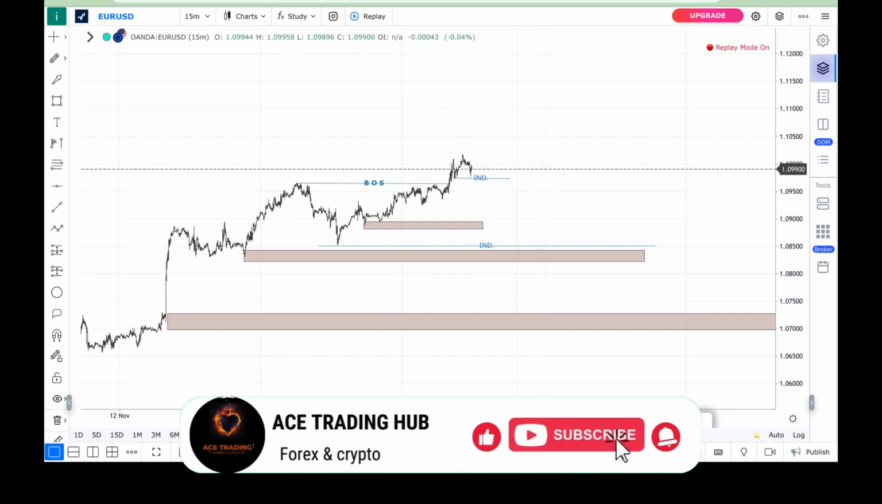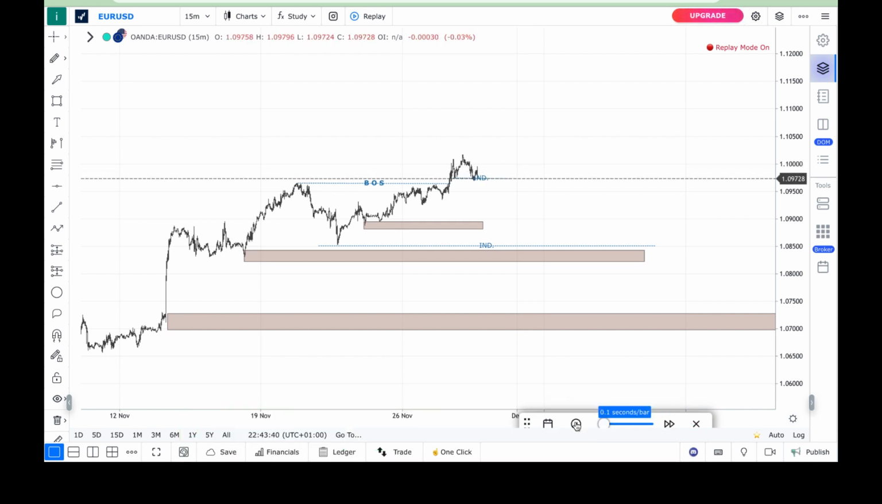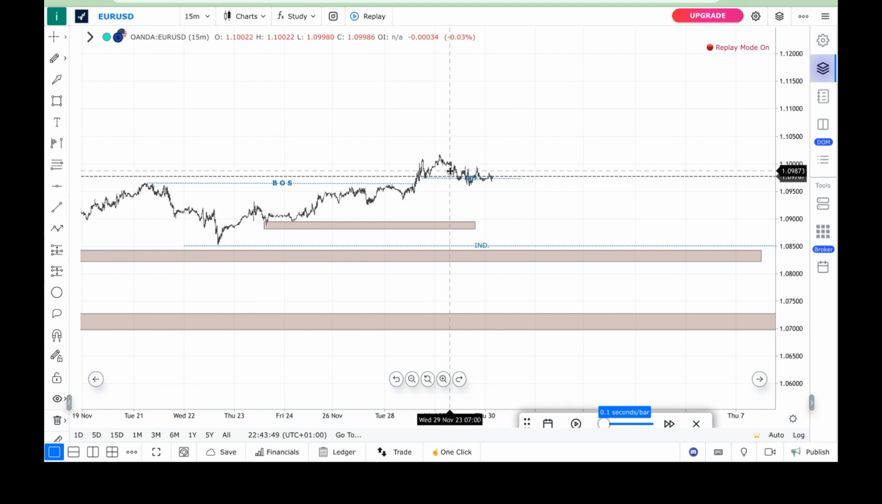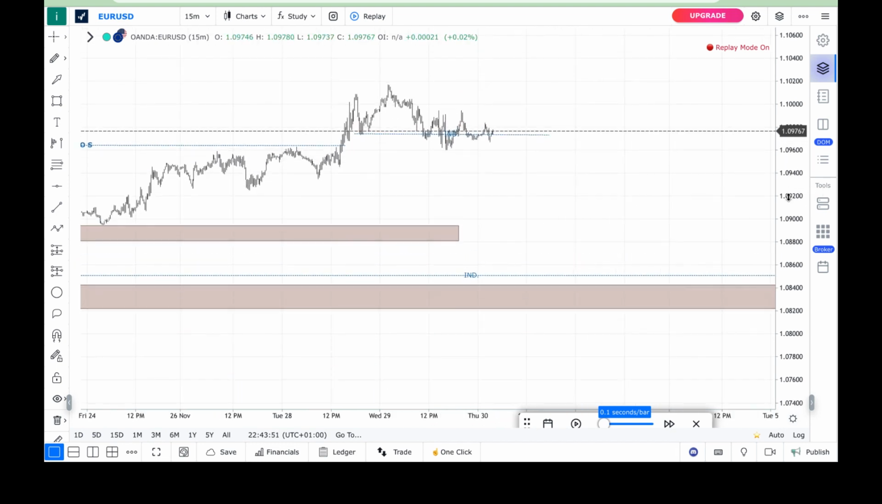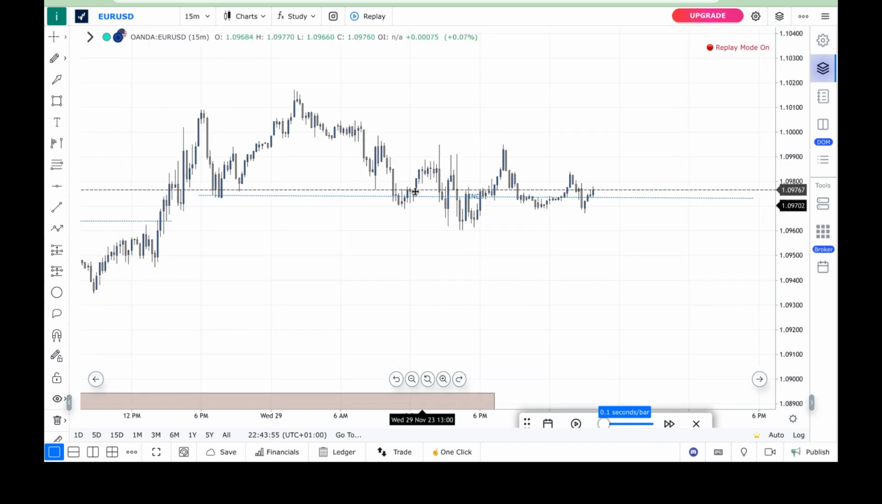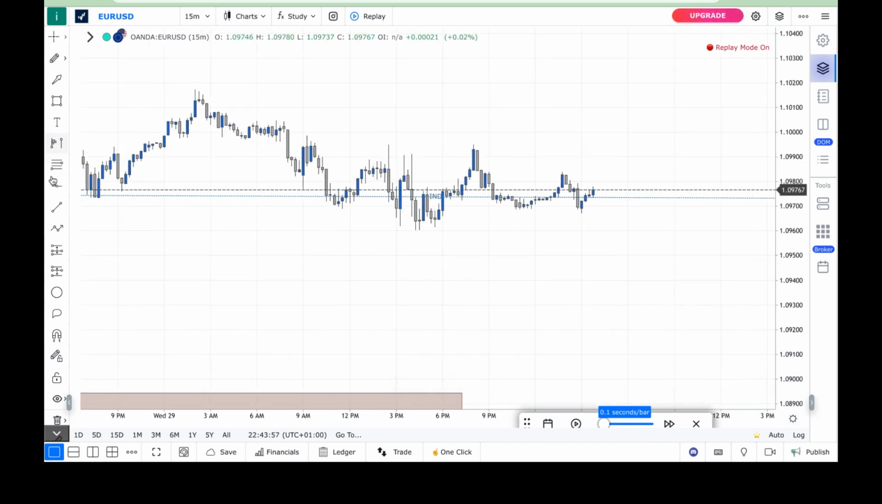Yeah, so market starts going down. Don't forget, as it's going down, it's taking some liquidity also. Yes, here these are equal highs, equal high liquidity. Yes, don't forget.